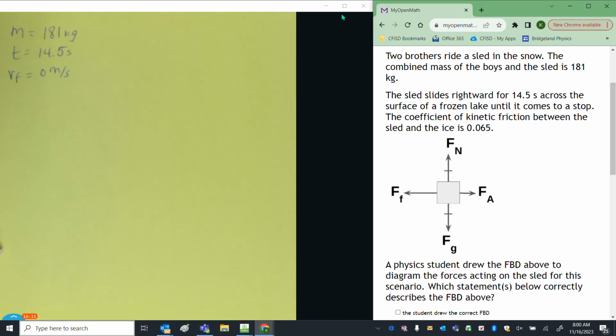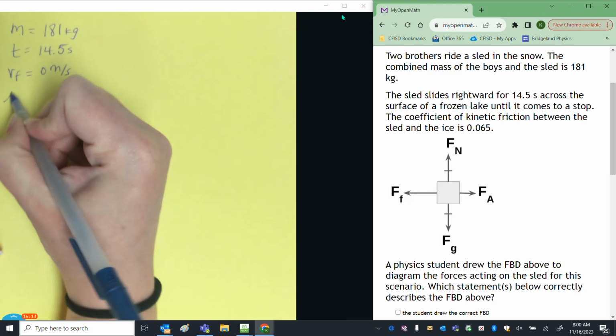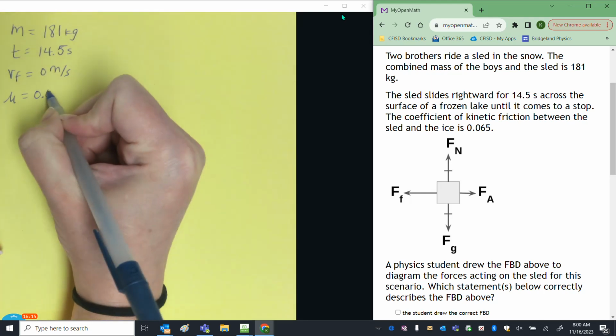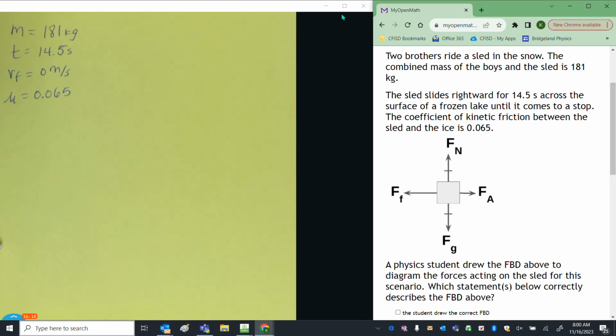The coefficient of friction between the sled and the ice, mu, is 0.065. A physics student drew the free body diagram above to describe the forces acting on the sled. For the scenario, which describes that free body diagram?